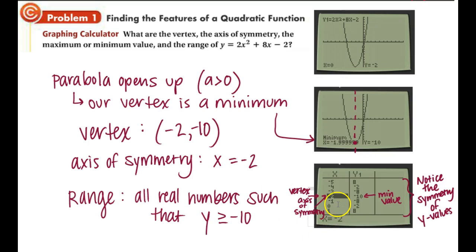So like I said, the vertex is at the coordinate -2, -10, and that's the axis of symmetry, x equals -2. You can see that on either side of that axis of symmetry, the y values are repeating themselves. And the minimum value is at the coordinate -2, -10, which is the vertex or the minimum of this parabola. So this table basically confirms what we were talking about when we were using the graph.